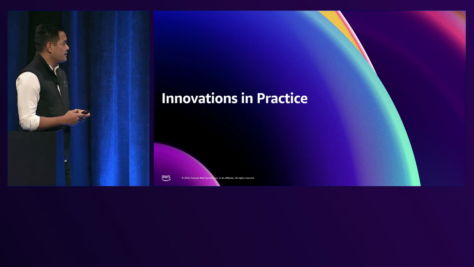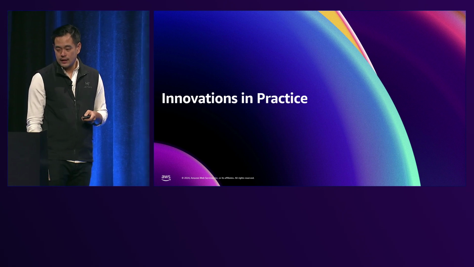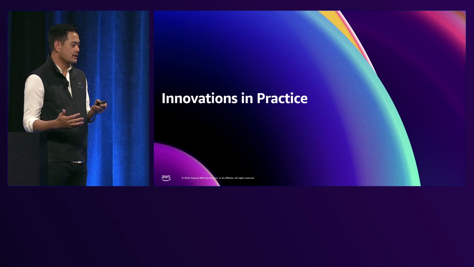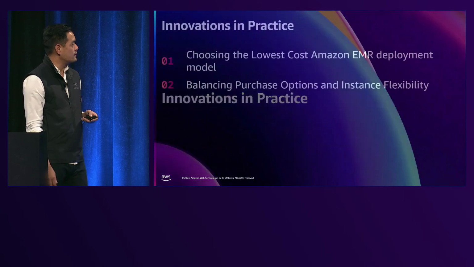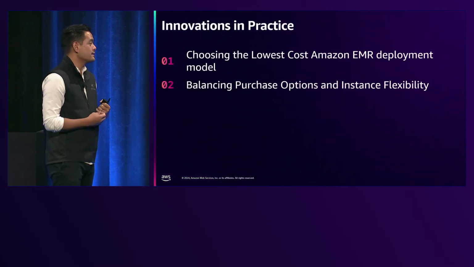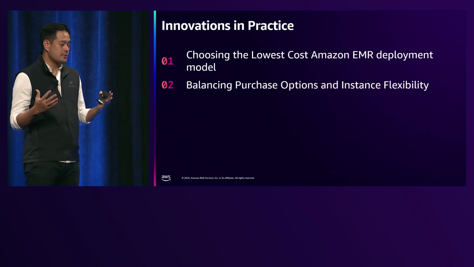Okay, so we've covered innovations in scale, price performance, as well as ease of use. We'll look at some of these innovations in practice, along with considerations and how customers are using them. So the first thing I wanted to discuss today is how to choose the best EMR deployment model from a cost perspective. In ease of use, we talked about how you can use EMR on EC2, EMR on EKS, as well as EMR Serverless, and which one is best for cost depends on a number of factors.